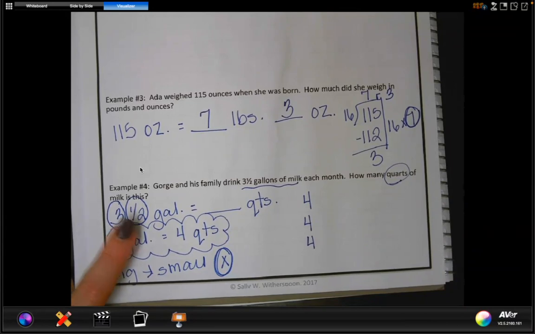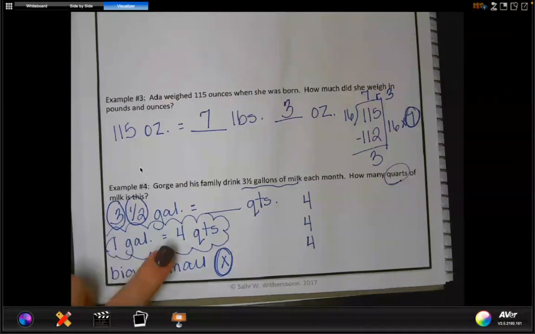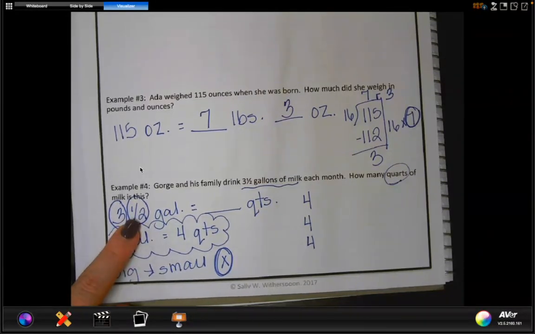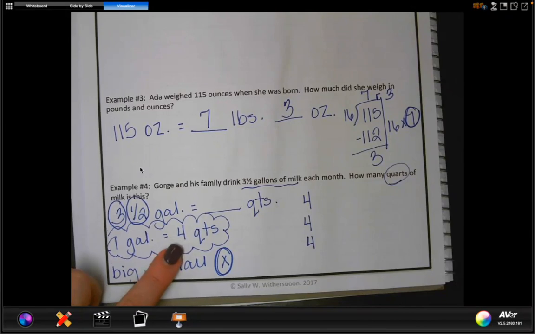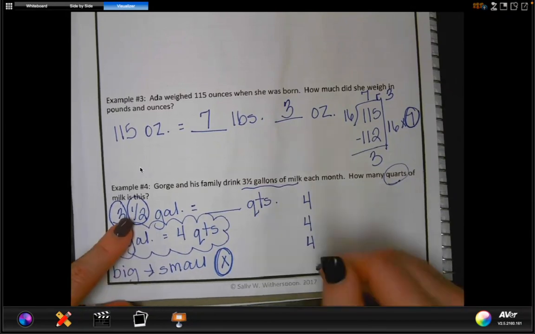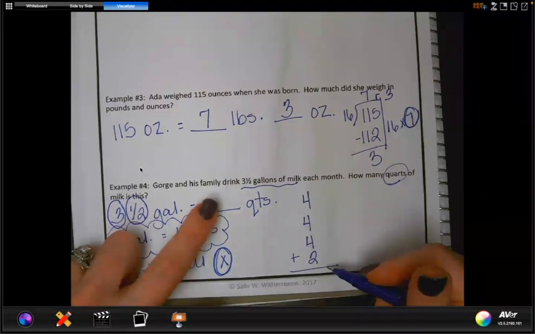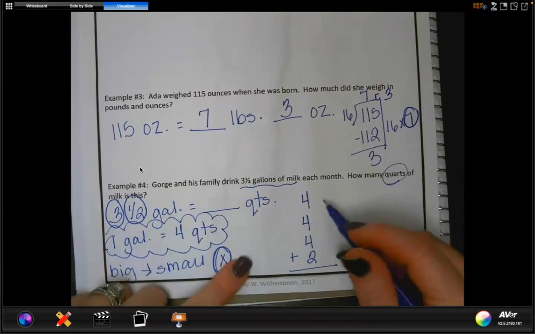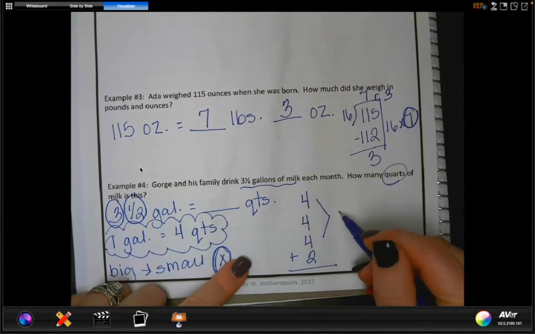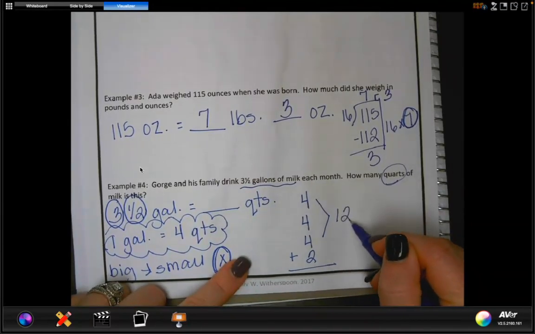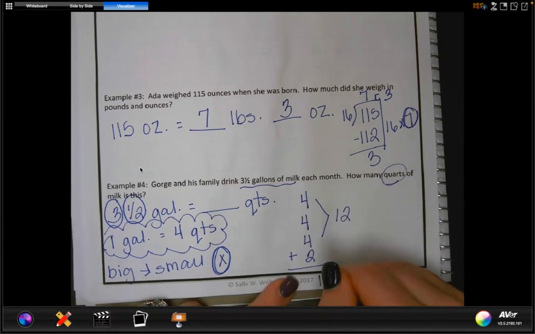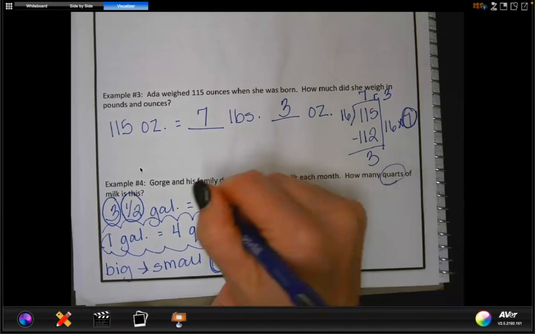However, we still have half of a gallon left. Think about it: if 4 quarts is 1 whole gallon, how many quarts must there be in a half gallon? Well, half of 4 is 2. So a half gallon is going to be equal to 2. Look, we can simply add all these numbers together, and that'll tell us our number of quarts. So 4 plus 4 plus 4 equals 12, plus 2 more equals 14. Simple as that.